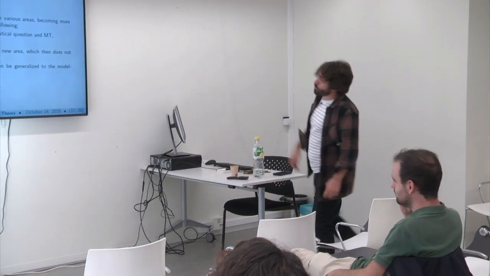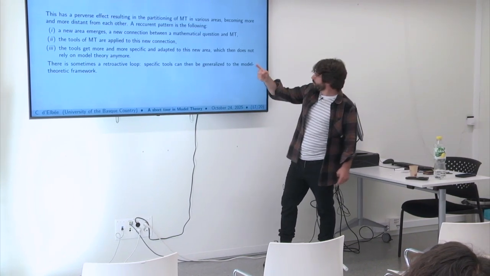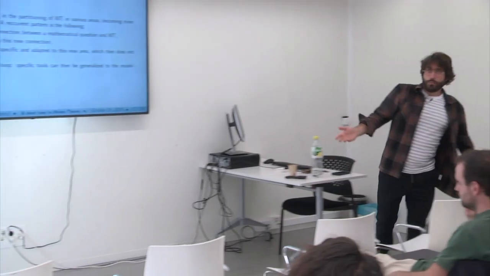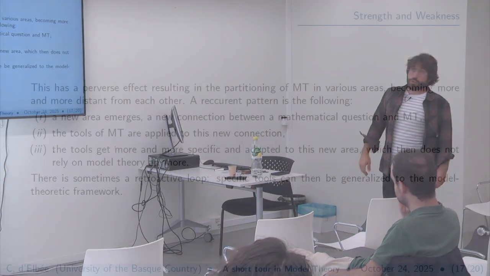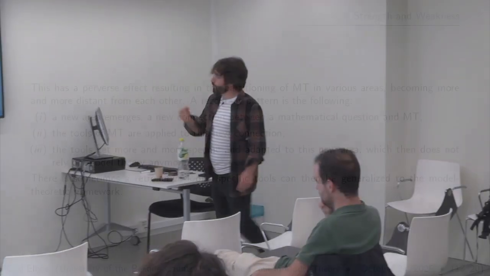There is sometimes a retroactive loop. Specific tools can also be generalized to the model theoretic framework. This is also very, very interesting, very powerful. When this happens, it's often the most important results of model theory that come from this. You actually start with a particular example and you uncover something that you can generalize to a model theoretic context.